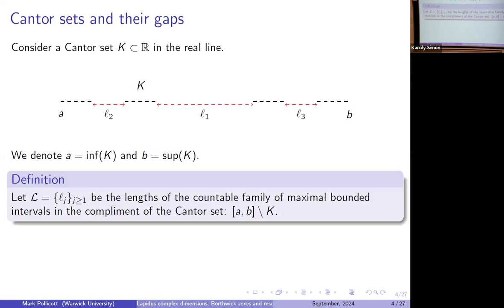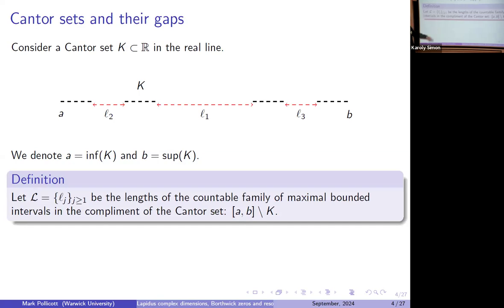And for this Cantor set, I'm interested in the length of the intervals, the countable set of intervals between the points in the set. And I've denoted these by L1, which is meant to be the longest one, and then L2, the next longest, L3, the next longest, in a partial ordering.